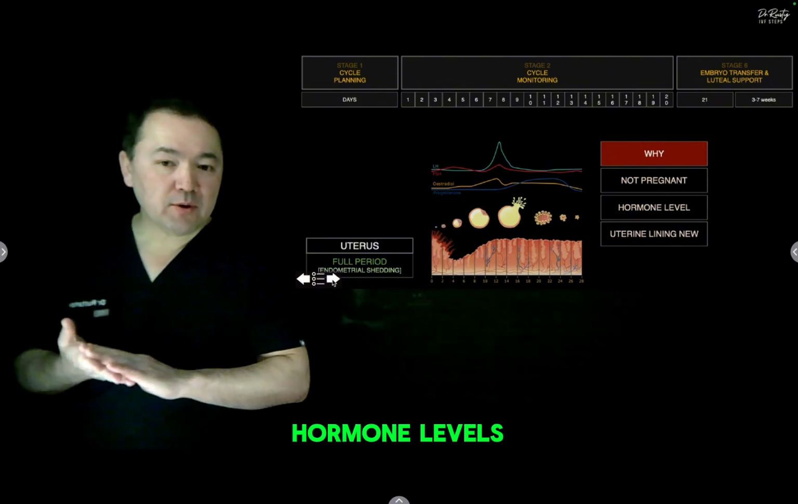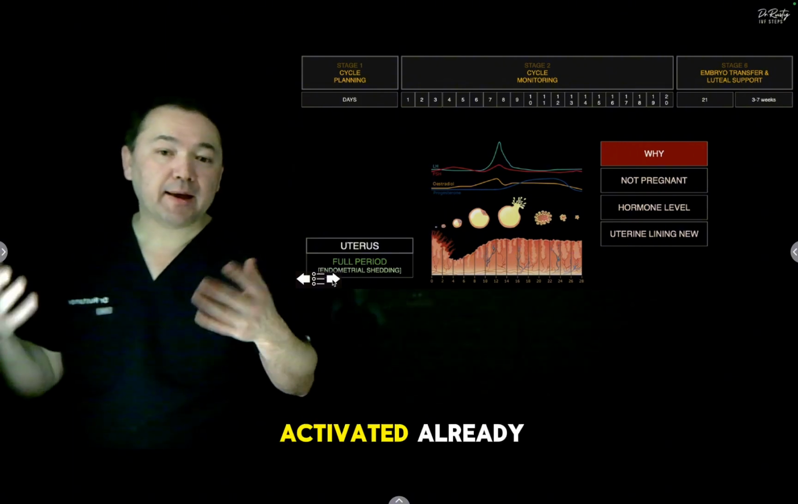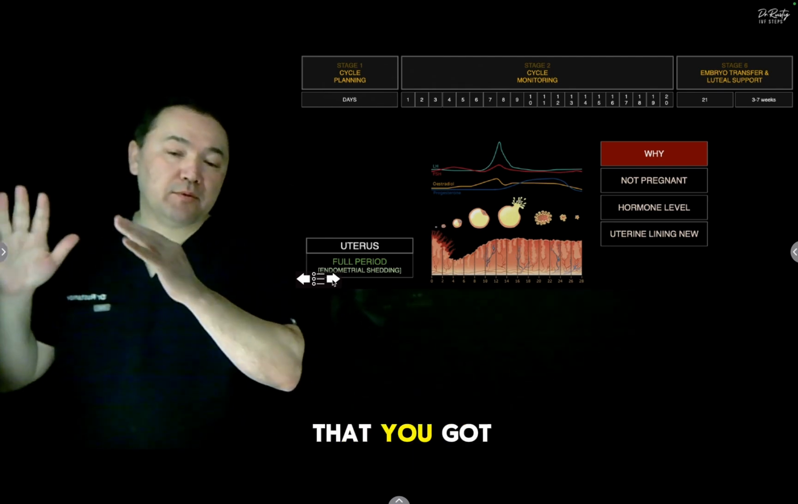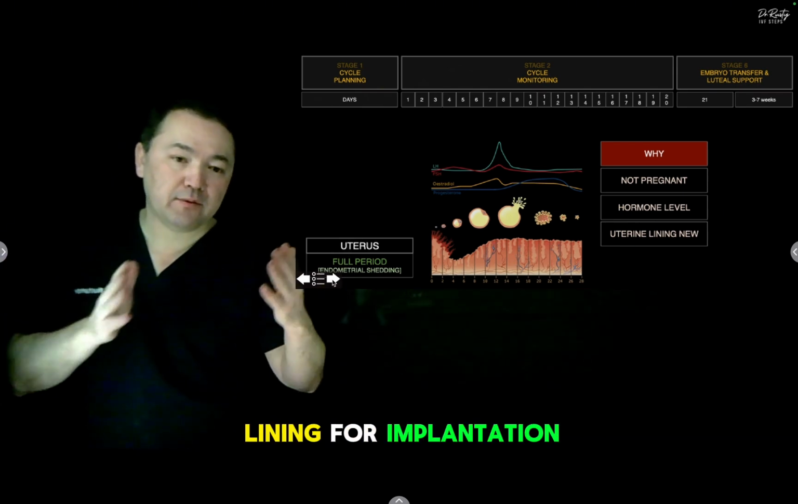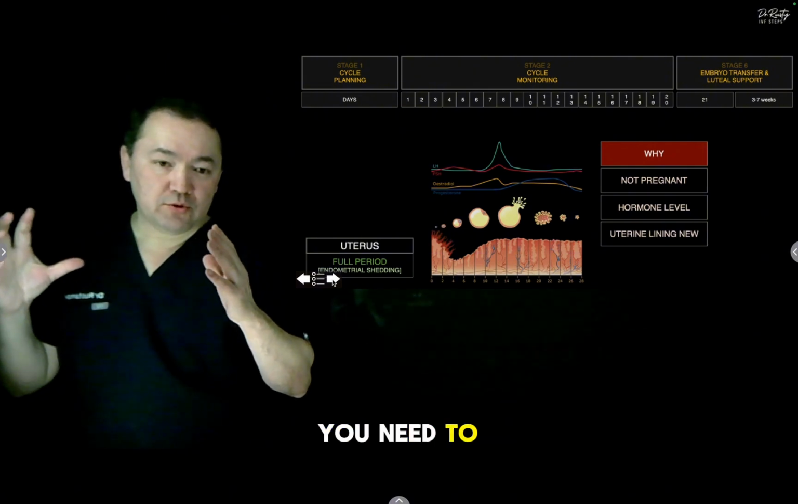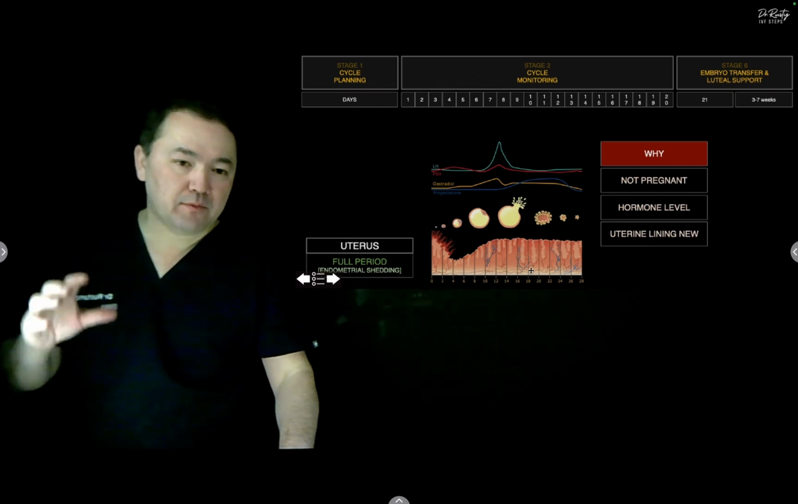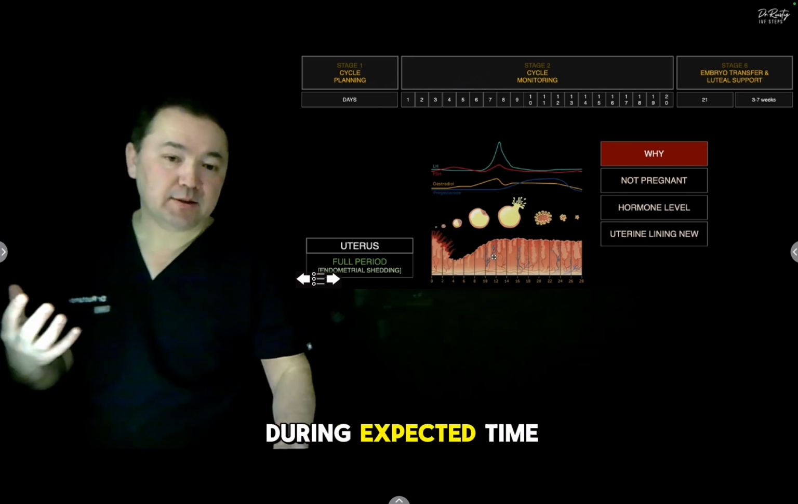Second is your hormone levels are at baseline, to make sure your endometrium is not activated already. Also to make sure that you have got rid of the old endometrial lining and you're going to build a new lining for implantation. From a menstrual period point of view, you need to ensure that this menstrual period is from the uterus, which is proven by having a menstrual period during the expected time.